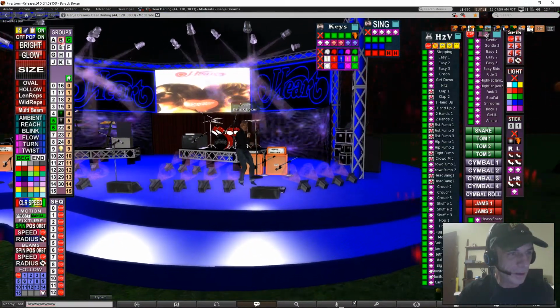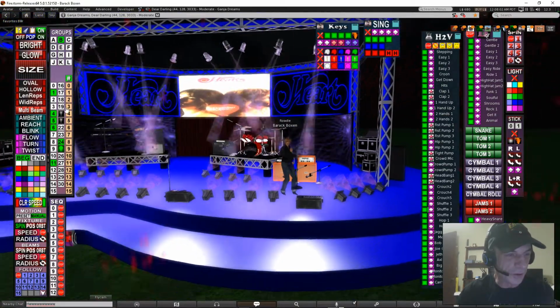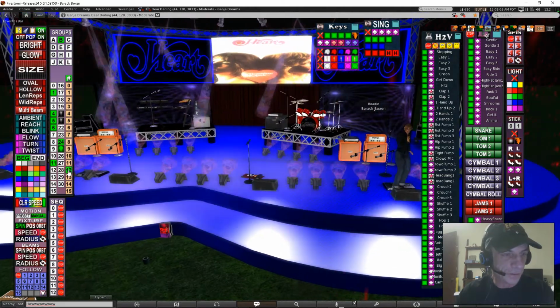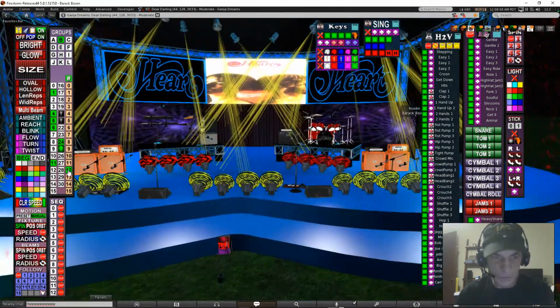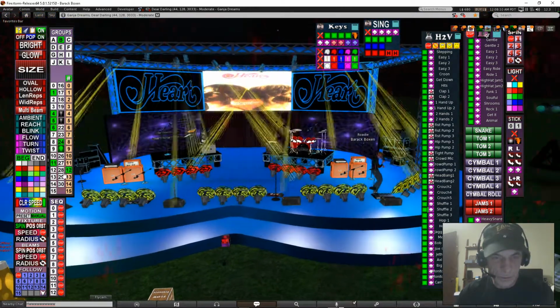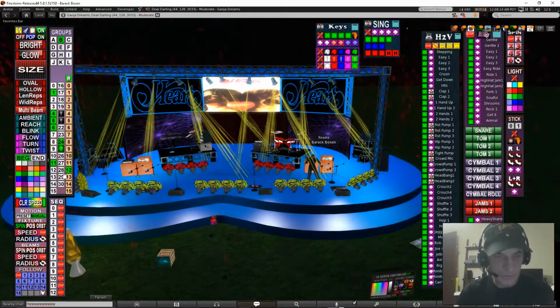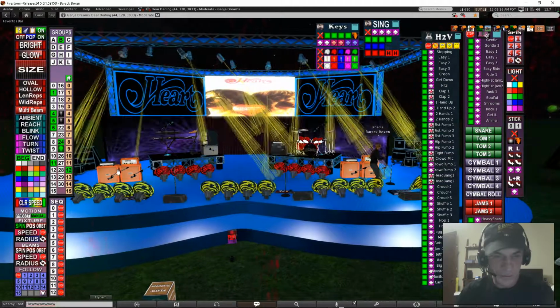And group B comes in real handy, at least in this rig. It's going to do the stage, pretty much the lighting. It's kind of a bright one. Yeah, I like it.